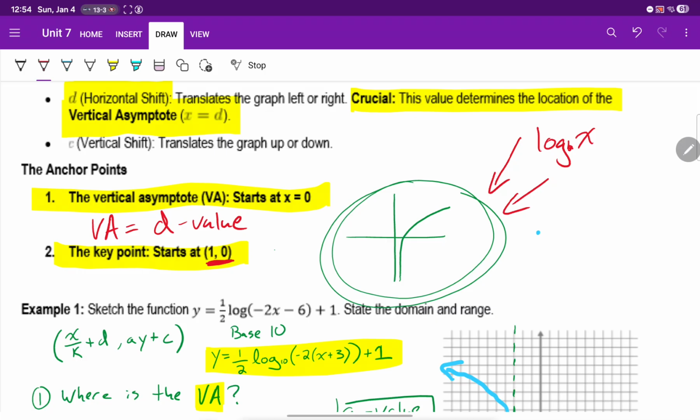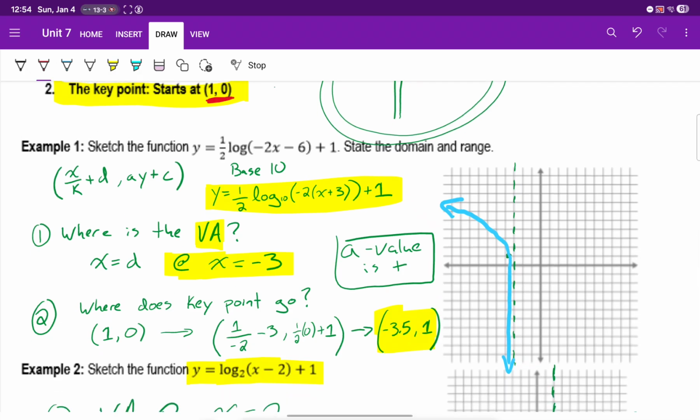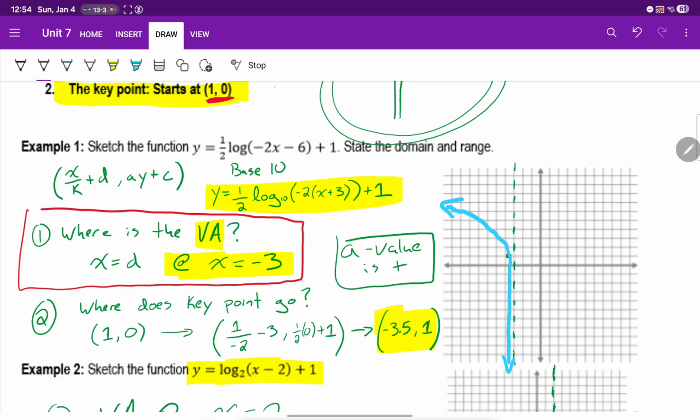The second thing is, if you know what that looks like, it's 3 steps to sketch a graph. Your first step, and I go through them here, is: where is my vertical asymptote? Does that vertical asymptote move? It is what your d value is.